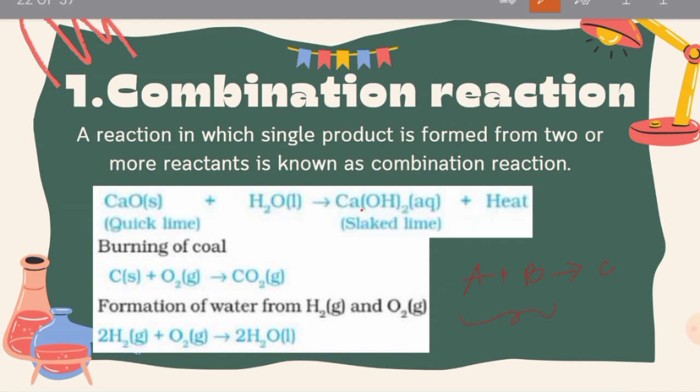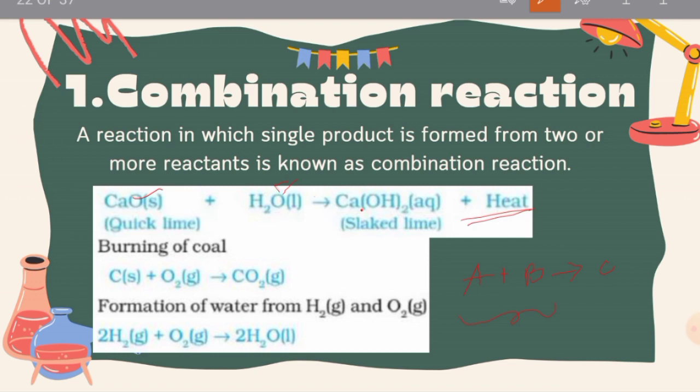First one is calcium oxide, we can also call it quicklime, plus H2O, water, gives rise to Ca(OH)2, that is calcium hydroxide. You can also call it slaked lime, plus heat. Here we have two reactants, whereas the product is only one, that is calcium hydroxide. And it gives out heat. Remember this. We'll talk about this further in this video.